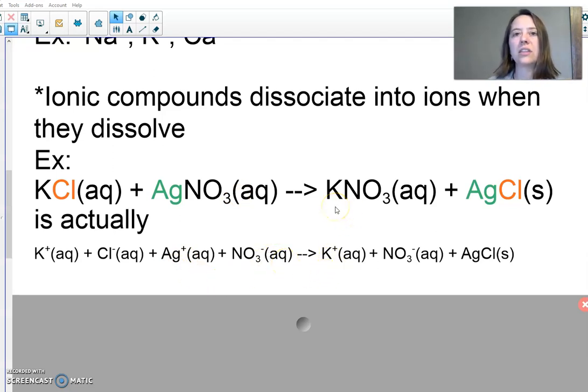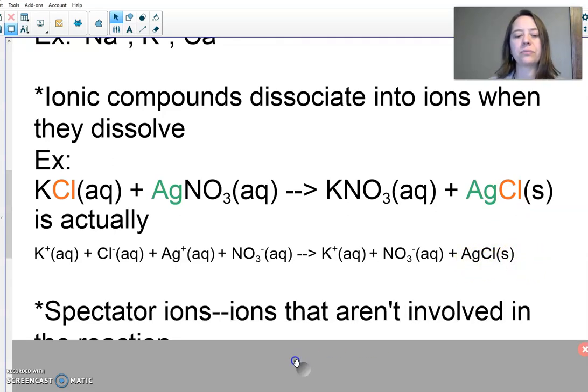And again, once the chemical reaction occurs, potassium nitrate breaks up into its ions. It dissociates into potassium and nitrate. Whereas we can see that the silver chloride is not dissolved. It is a precipitate. It is insoluble. So it just stays together in the solid phase.